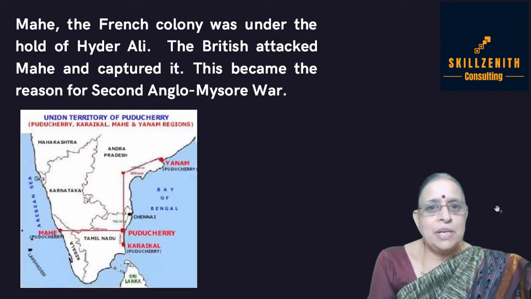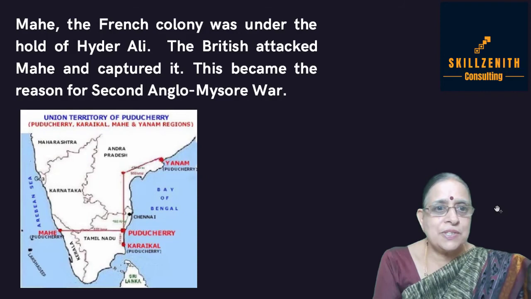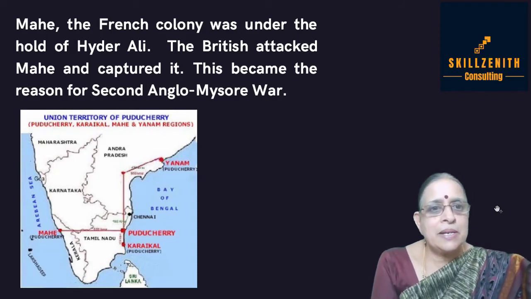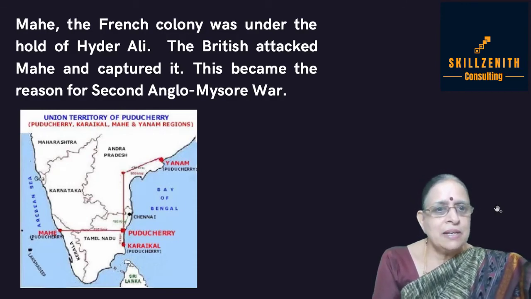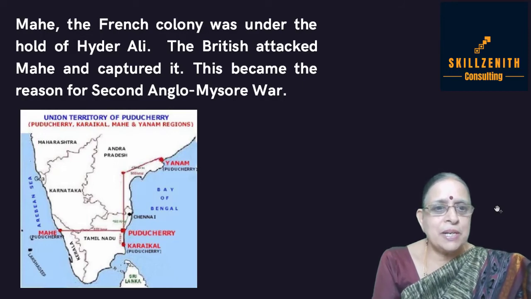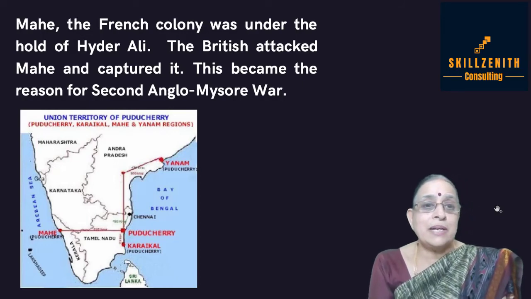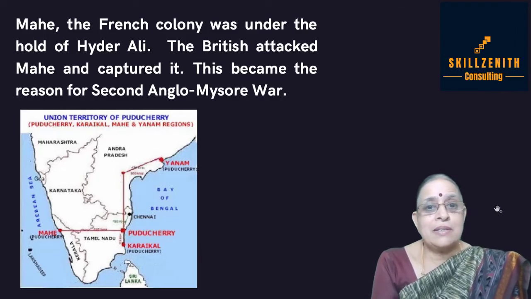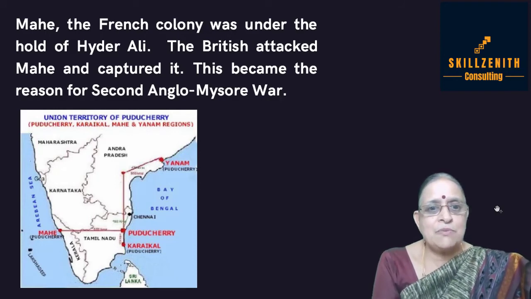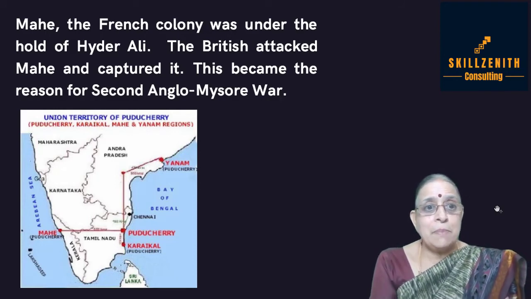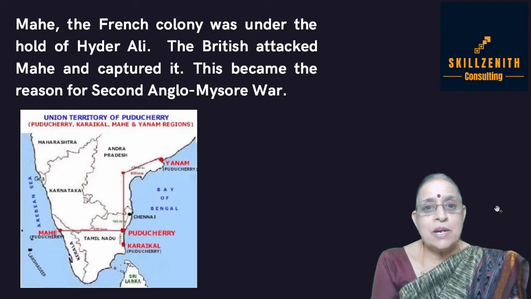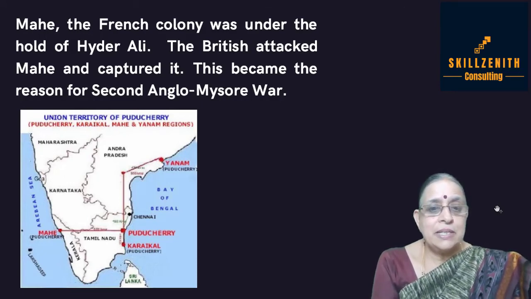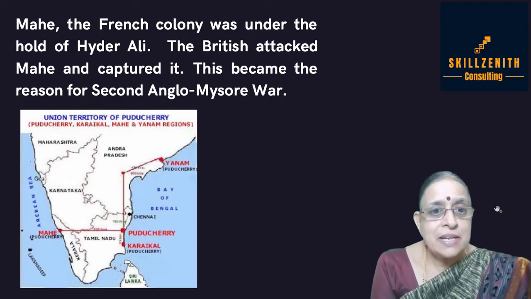Mahe, the French colony, was under the hold of Hyder Ali. Mahe, Karaikal and all were under French rule, but the particular place Mahe was under the control of Hyder Ali. The British attacked Mahe and captured it. So instead of helping Hyder Ali, they attacked the place Mahe, which belonged to Hyder Ali. This became the main reason for the Second Anglo Mysore War.